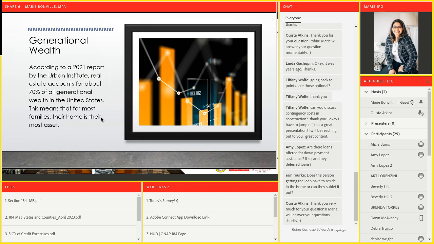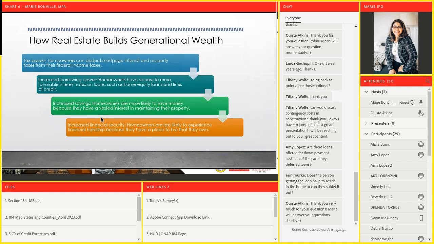This is about generational wealth. According to a 2021 report from the Urban Institute, 70% of all generational wealth is real estate. So what does that mean for most families? That their home is their most valuable asset. You get it in a couple of forms. First, it's tax breaks: homeowners deduct mortgage insurance and property taxes if they're off reservation. What else? Borrowing power. They can get home equity loans and lines of credit.